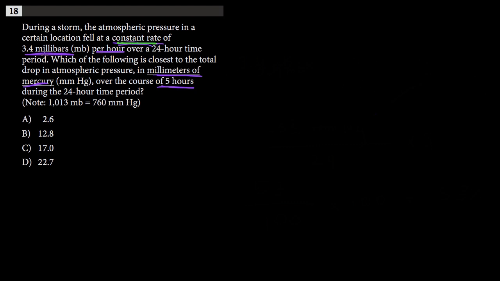And other than that, I'm noticing that the units here are in millibars and they want our final solution in millimeters of mercury. And so what I'm going to do is use a thing called conversion factors. Basically the idea is it's used to convert units. If I have 3.4 millibars, for instance, I'm going to multiply that by a fraction in order to cancel out this millibars and have remaining this millimeters of mercury.